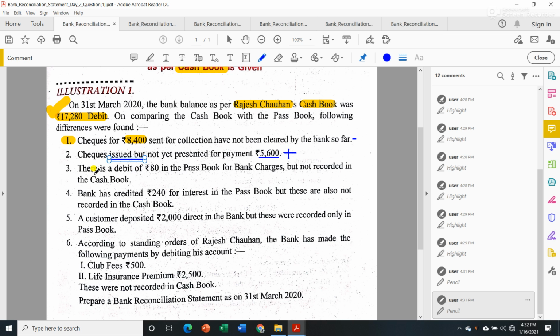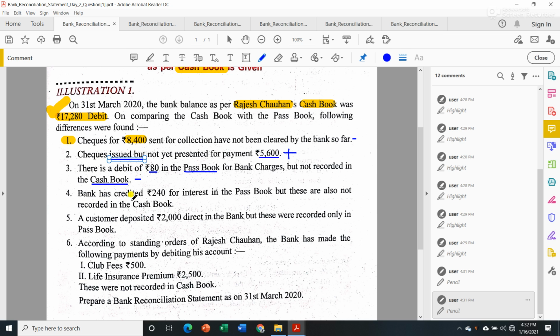Okay, then the third one we have, there is a debit of rupees 80 in the passbook for bank charges. That means in the passbook it is showing that 80 was deducted from our bank account as bank charges, but we didn't record it in the cash book. That means our passbook is showing 80 rupees less than our cash book. So since we cannot alter the passbook's balance, we will just deduct 80 from our cash book, so we will write it in the minus item.